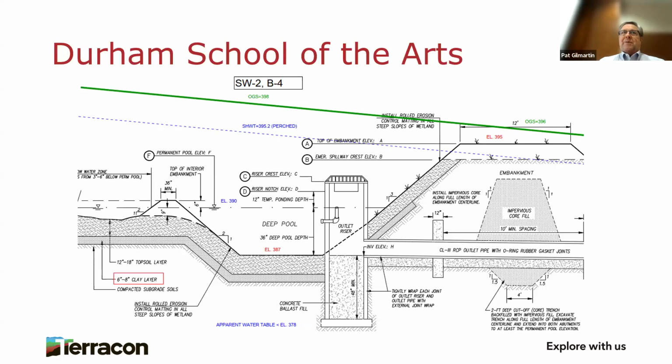So sometimes people freak out. Oh, I'm going to need a liner. That's going to cost me $50,000. Well, not necessarily, if you've got the on-site soils.